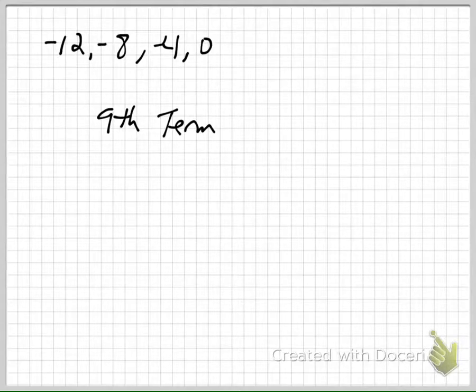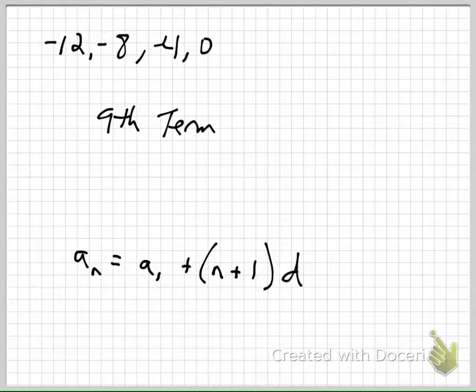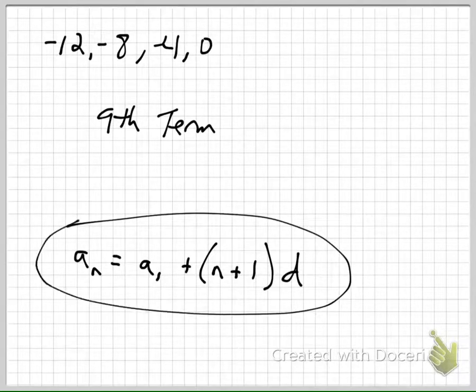The formula is this. It's weird. It is a sub n. You're going to need to write this down, obviously. It's a sub n equals a sub 1 plus, in parentheses, n minus 1, times d. Oh, it's ugly. a sub 1 plus n minus 1. Sorry, it's a minus in there. Fix that right now.